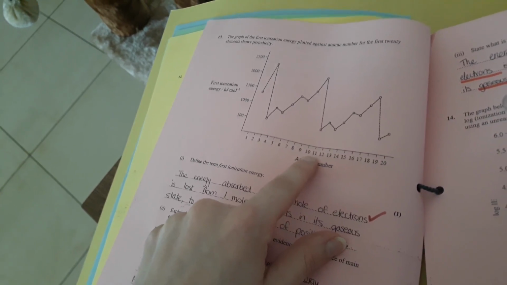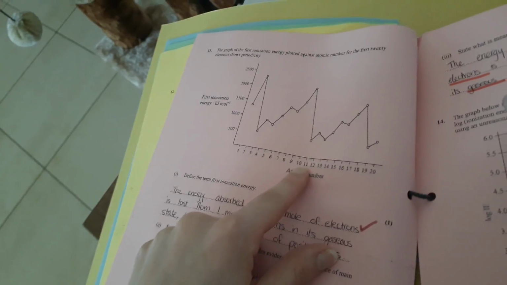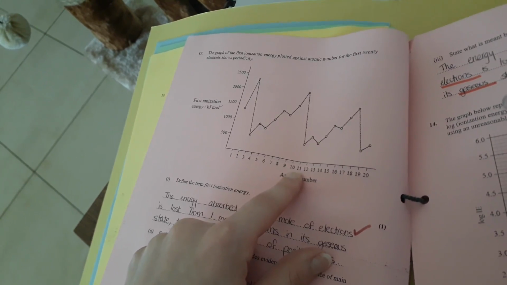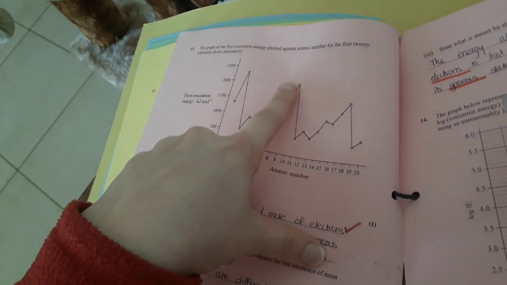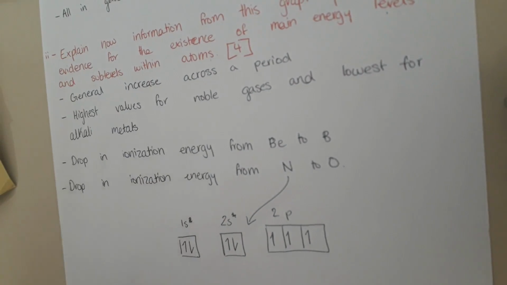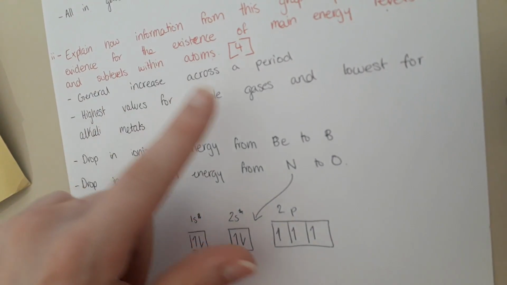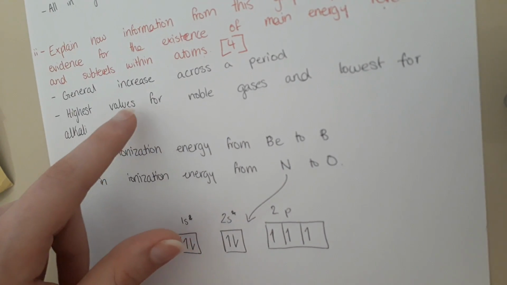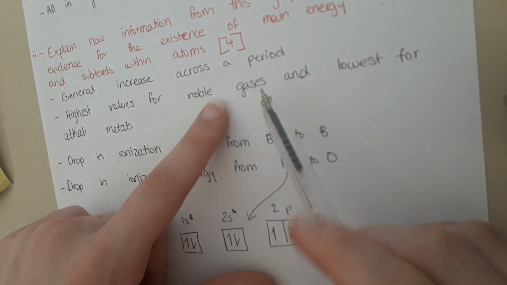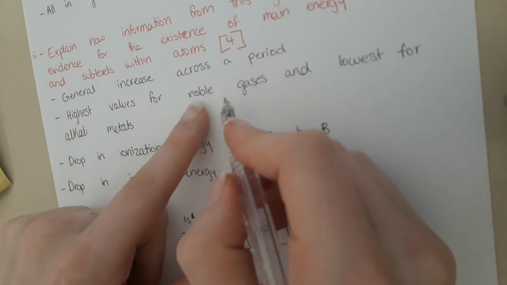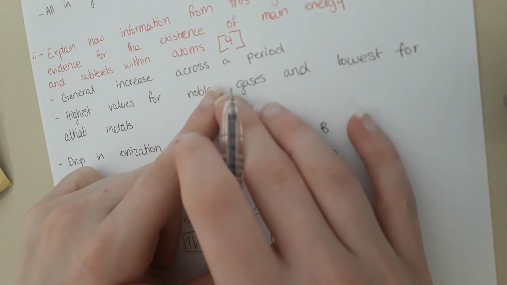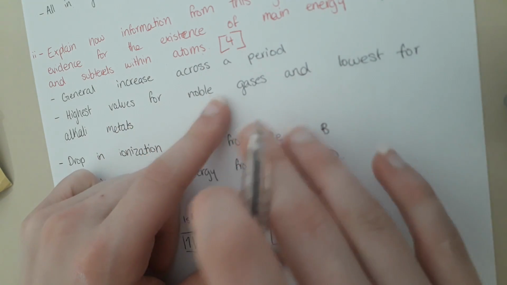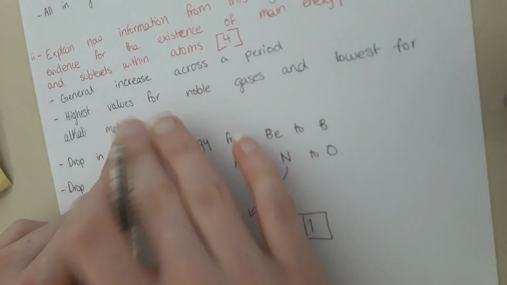So when you get to 10, that's the first, well, technically the second row that you have on the periodic table. And you can see that as soon as it's at 10, which is the peak, it then drops back down. So we can state that there's a general increase across the period and that the highest values are for noble gases. So obviously the element with the atomic number of 10 is neon, which is a noble gas. And then the lowest one is alkali metals.